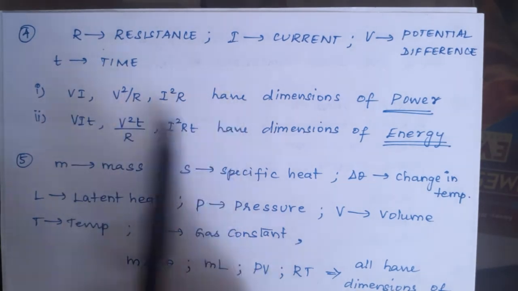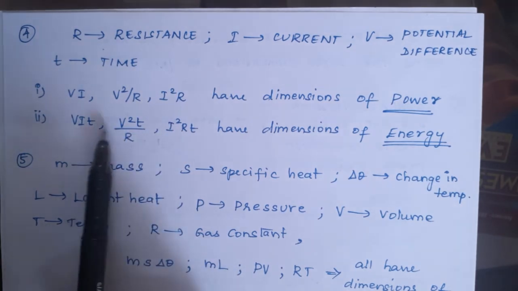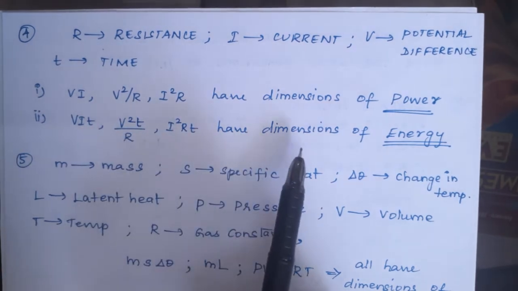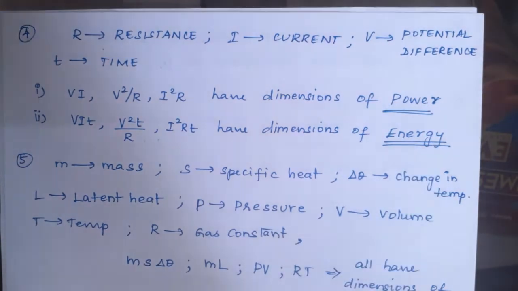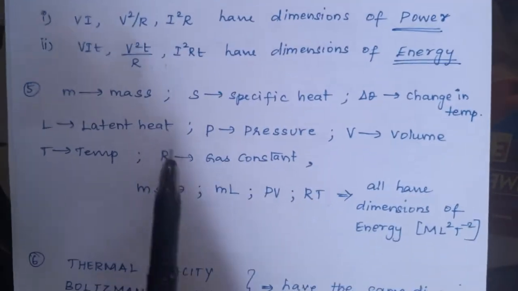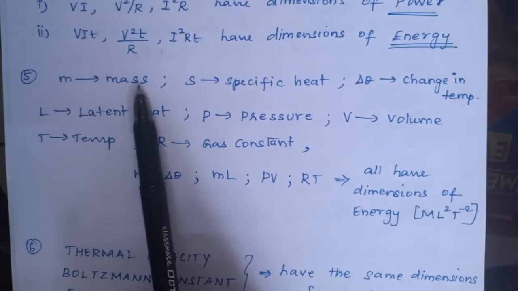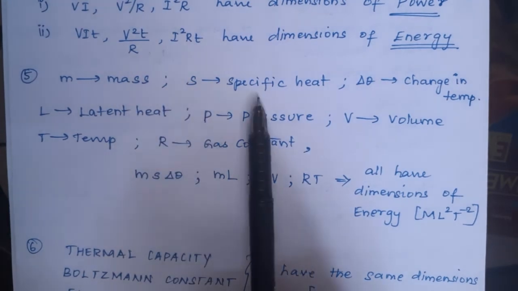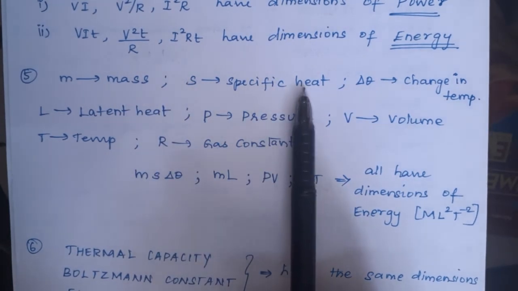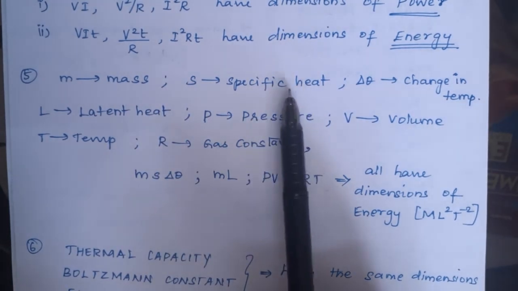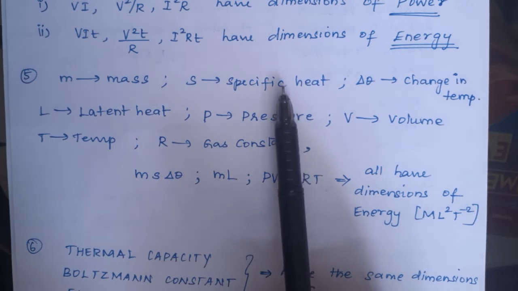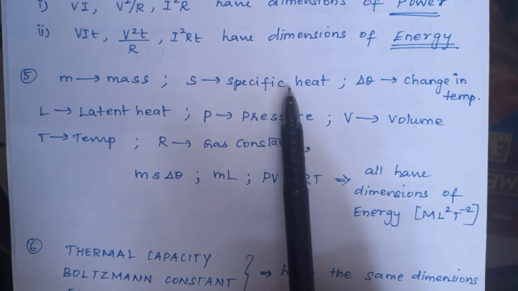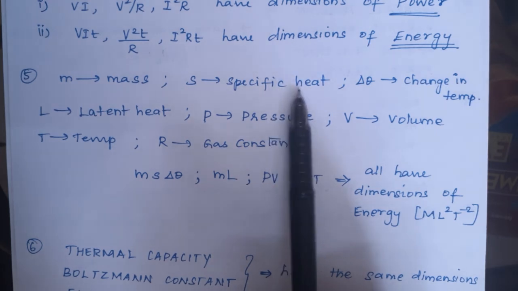These three are power, these three are energy. All these relationships are equivalent to the dimension of energy. And again, if M is mass, S is specific heat capacity. Specific heat means the amount of heat energy required to raise the temperature of unit mass of a substance through 1 degree centigrade. What is specific heat?